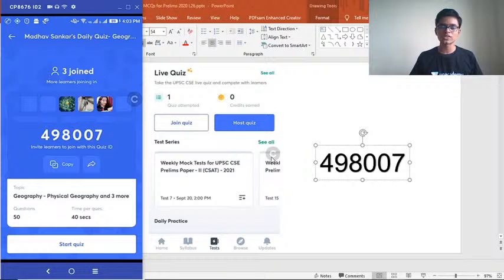In order to join this quiz, all you have to do is download the Unacademy learning app. Within that app, there is a section called tests, as you can see here down below. Click that, hit the join quiz button, and enter this code 498007. When you do this, you will be able to join the quiz.